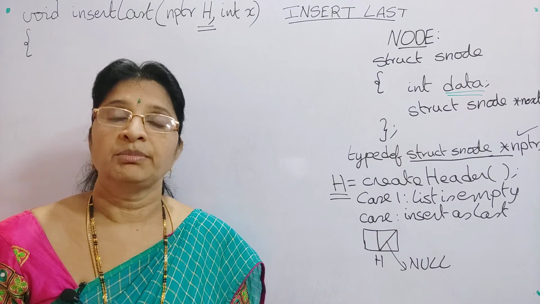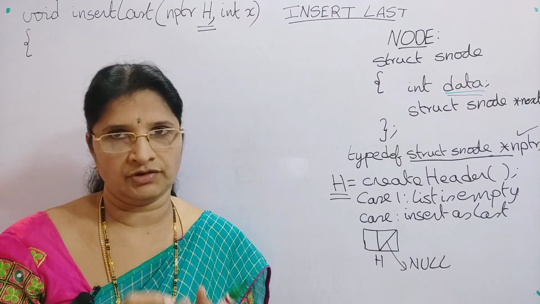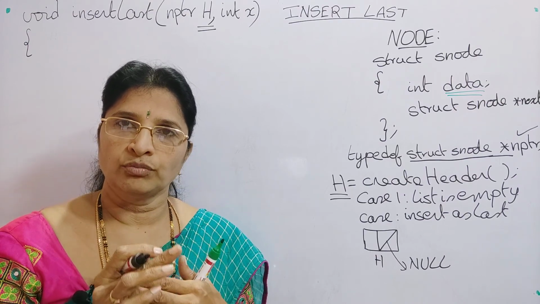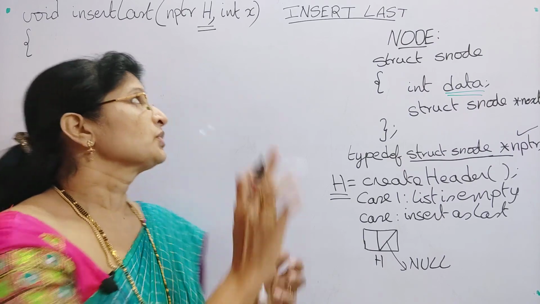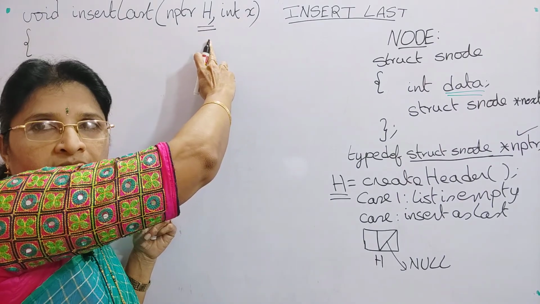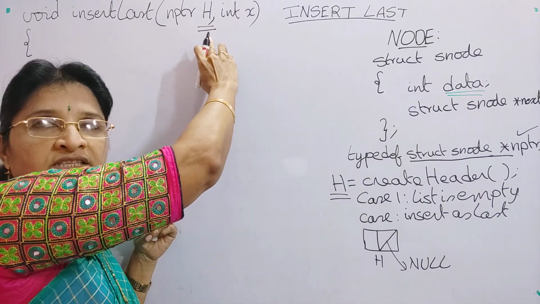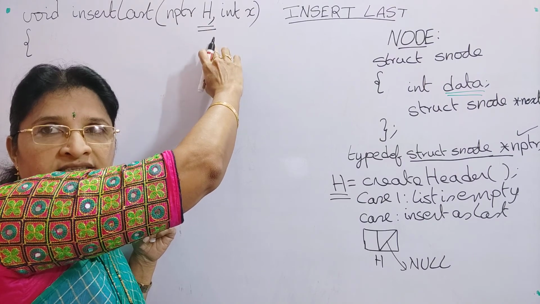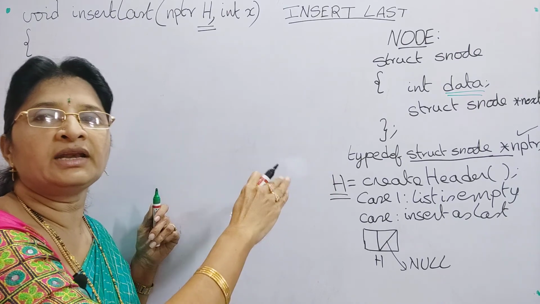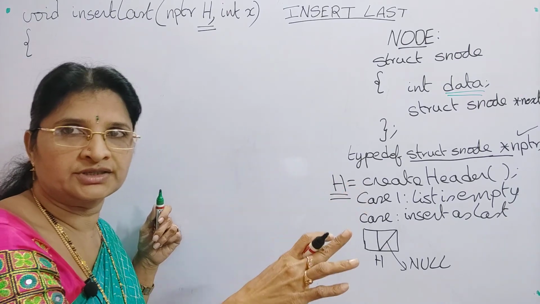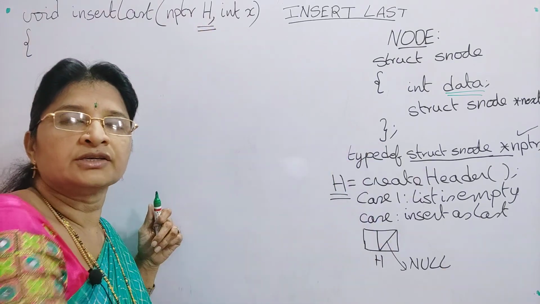The header is the only pointer that has the address of the first node. So if you lose that address of the first node, you lose your list. That's why we will not use this header directly. Instead, we will copy the value in the header into another temporary variable, and that temporary variable will be used in our processing. That way, our header is safe with its first node address.